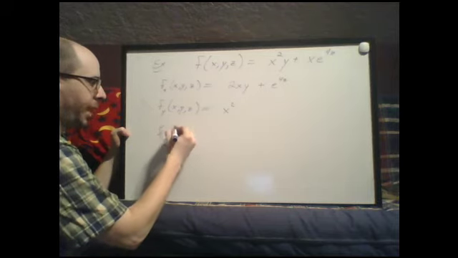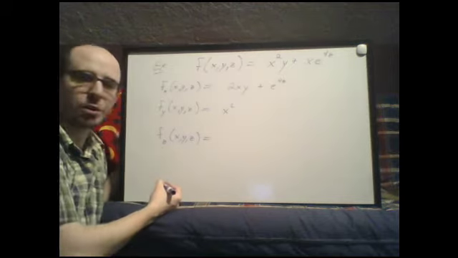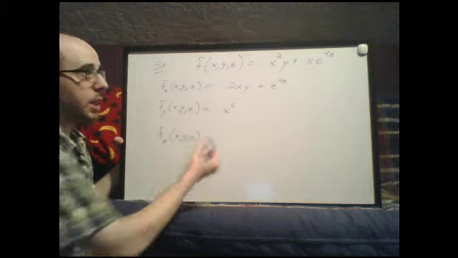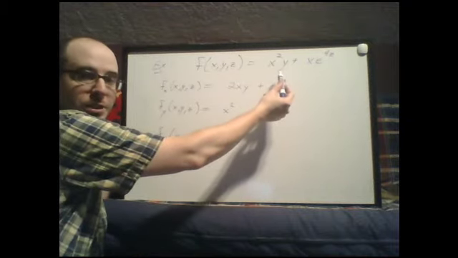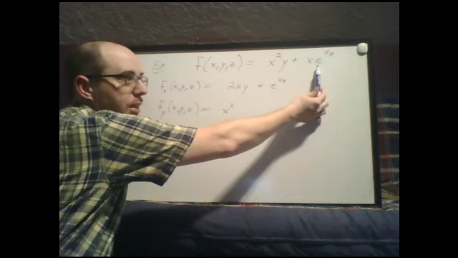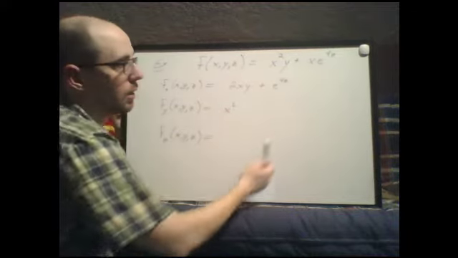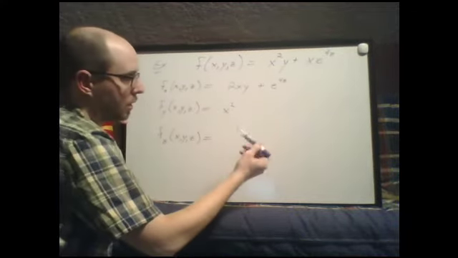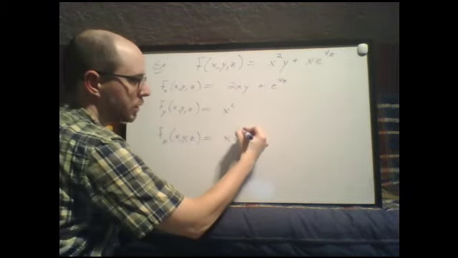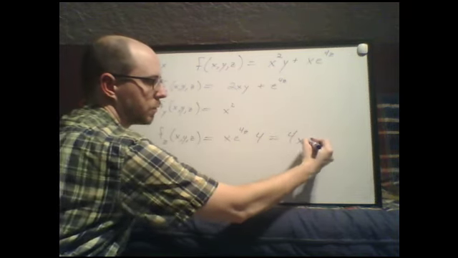Finally, f sub z, that's the derivative with respect to z. Again, we only care about the terms that involve z. X squared y has no z's, so its derivative would be 0. Then this part, x e to the 4z, that's basically just an exponential function for z. X is a constant, so we keep it. The derivative of e to the 4z would be e to the 4z times 4. So that's 4x e to the 4z.